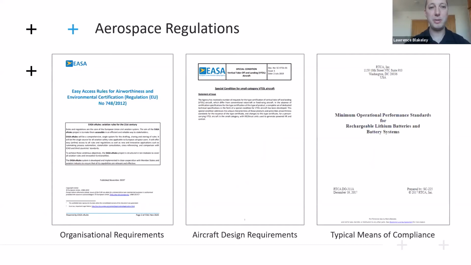Now I can't touch on batteries without talking about the aerospace regulations. So batteries are new as the primary source of power. There obviously are batteries in aircraft, and batteries are used as backup power, but they're not the primary power provider for aircraft. So a new standard has been created. It's actually what's shown in the middle for aircraft design. This is special condition vertical takeoff landing, or SC-VTOL, as it's commonly known.